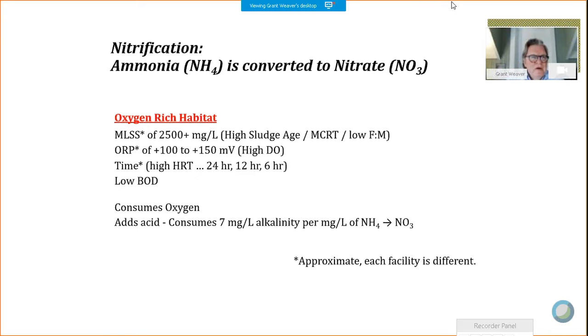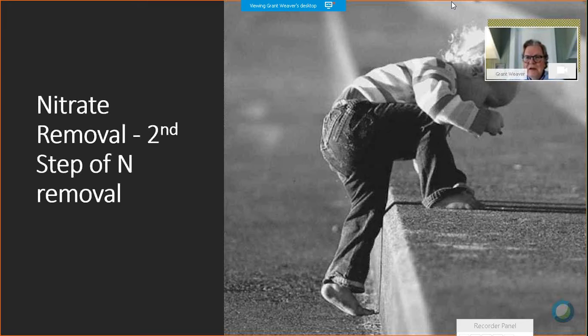Here are some rules of thumb that I use, and they're just that. They're absent of anything better for any particular facility. It's a good starting place, and then from there, you can move forward, dial in, and establish your own targets for your facility. So that completes the first step. Then we've got the second step.